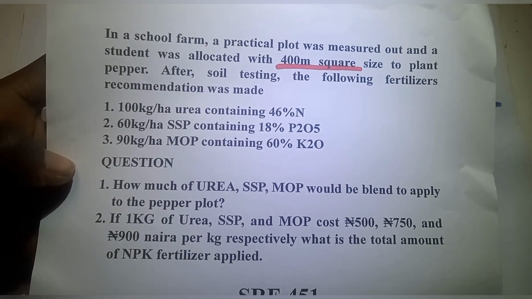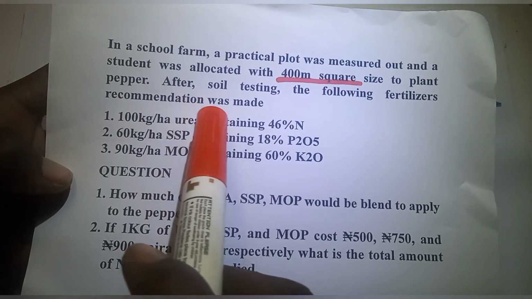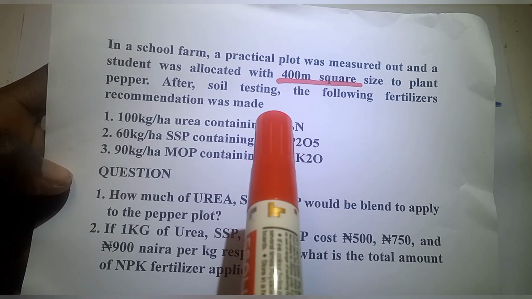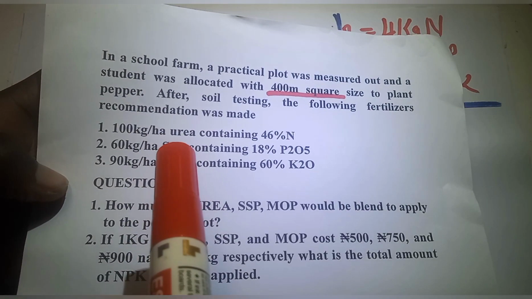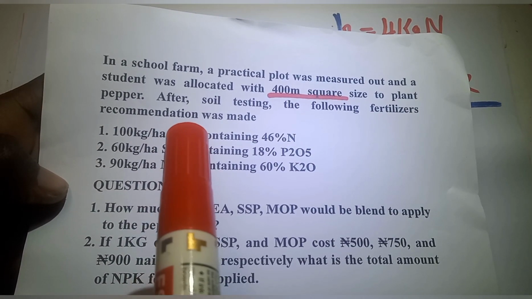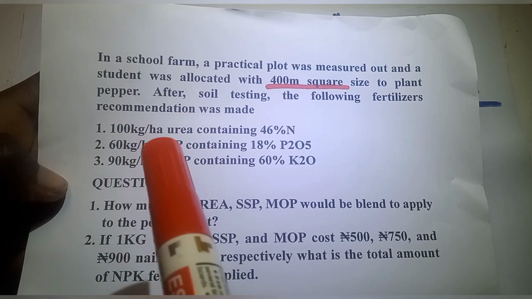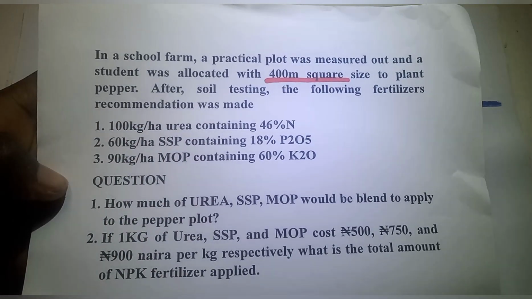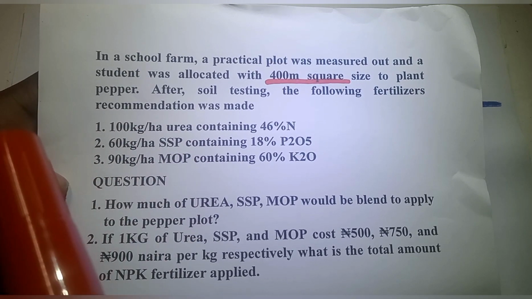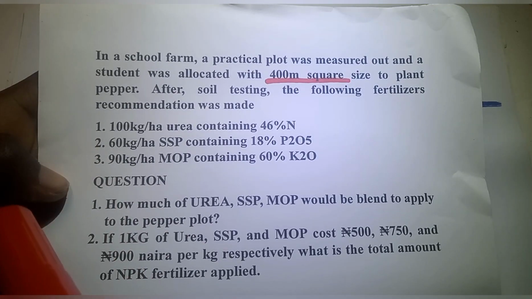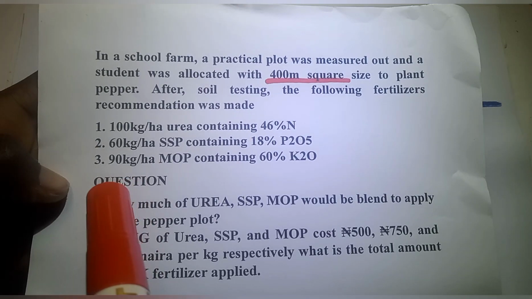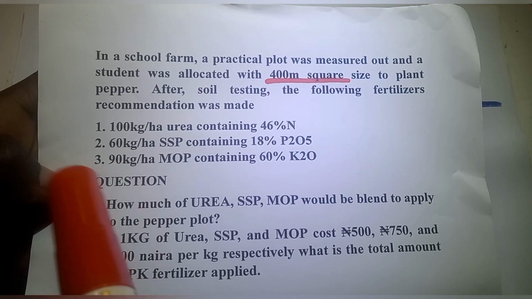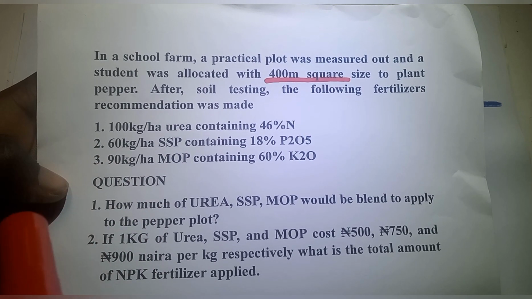You don't understand what I'm saying? This is what I mean. In 100 kilogram of urea, we have 46% nitrogen. Now what this question is asking us is, after we have calculated the amount of nitrogen that we need in our 0.04 hectares of farmland, how much urea are we going to be using to supply that nitrogen? That's what the question is asking us. As you know, urea is made up of nitrogen.